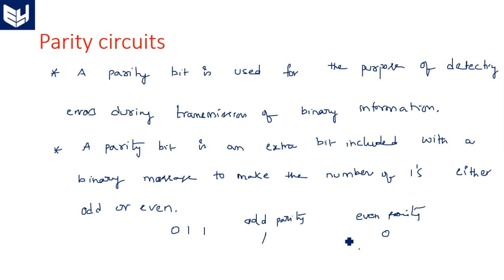So there are two types of parity related circuits we need. One is the parity generator, another one is the parity checker. Where are we using the parity checker and where the parity generator? The parity generator is used at the transmitter place and the parity checker is used at the receiving place.